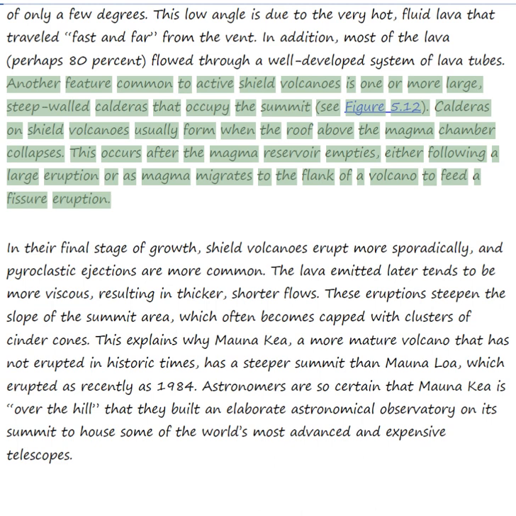Another feature common to active shield volcanoes is one or more large, steep-walled calderas that occupy the summit. Calderas on shield volcanoes usually form when the roof above the magma chamber collapses. This occurs after the magma reservoir empties, either following a large eruption or as magma migrates to the flank of a volcano to feed a fissure eruption.